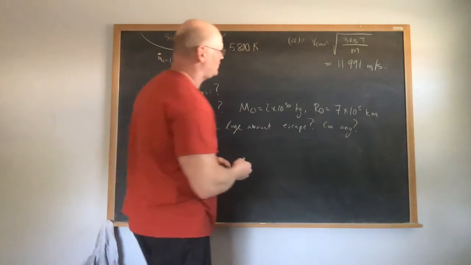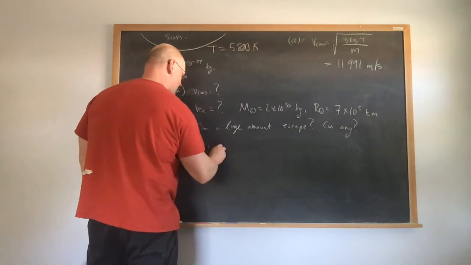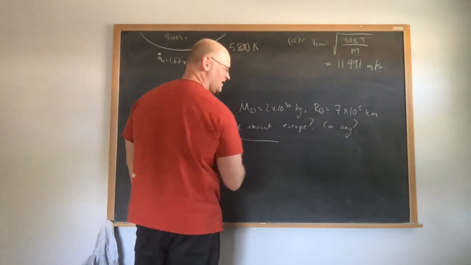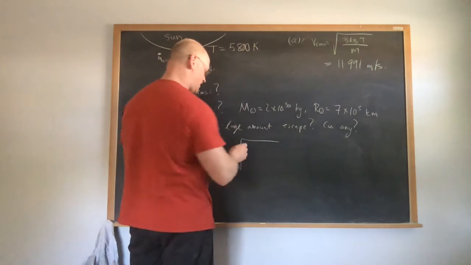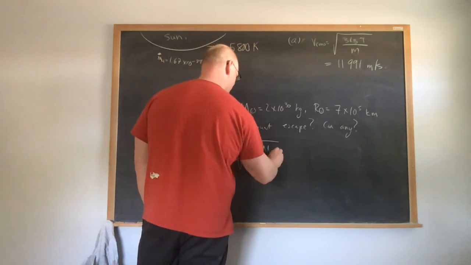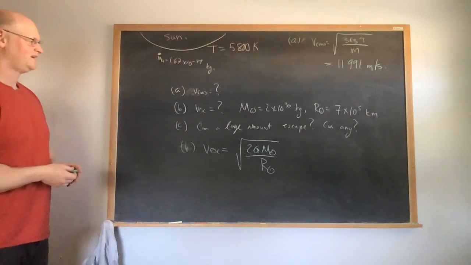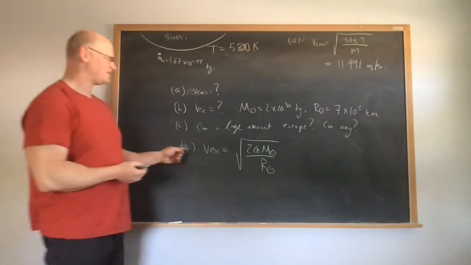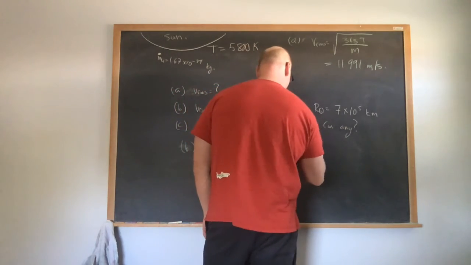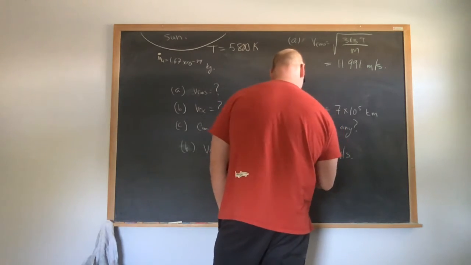What's the escape velocity? Well, we know the escape velocity for part B, based off what we did in the last exam, is equal to the square root of 2G times M, in this case the mass of the sun, divided by the radius of the sun. So, in this case, the escape velocity is going to work out to be something like 1.96 times 10 to the 7th meters per second.